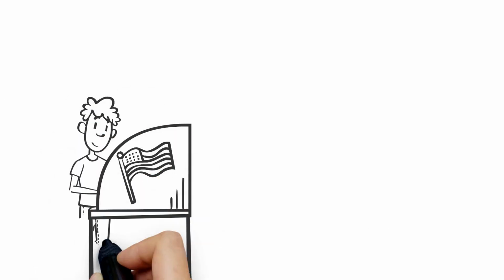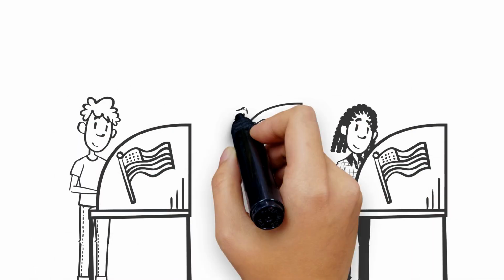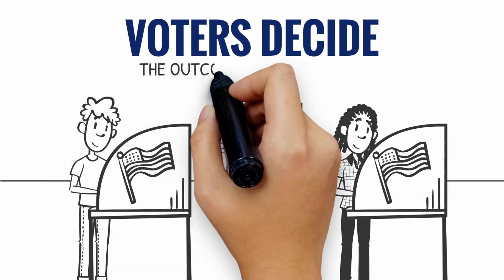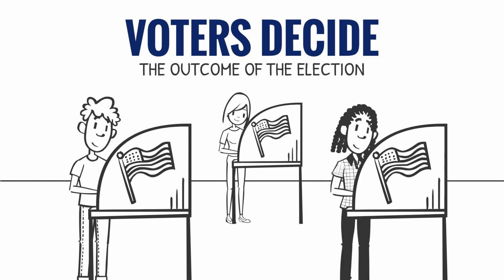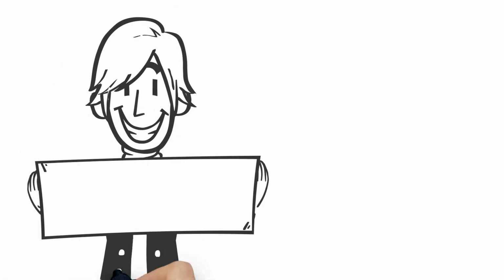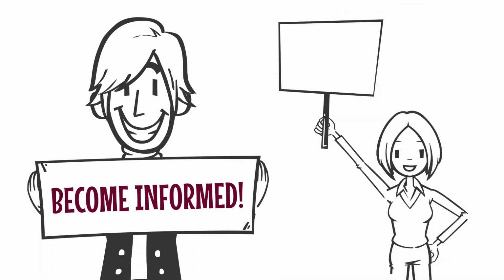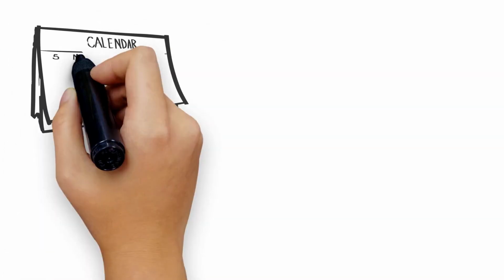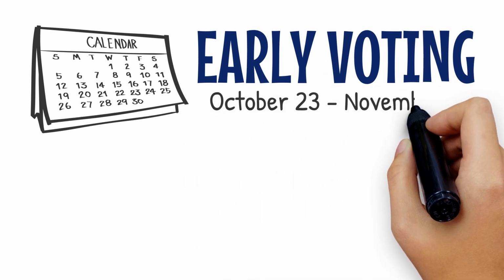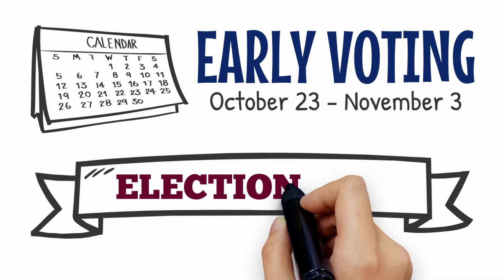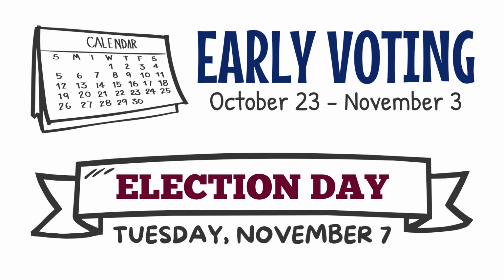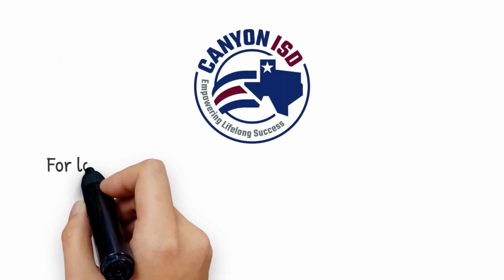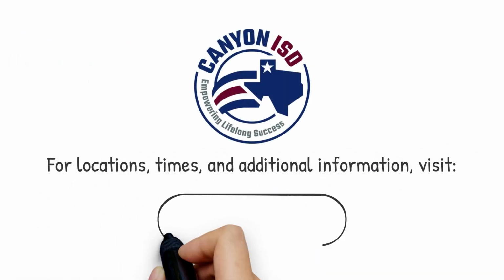Our Board of Trustees has called a tax rate election, but the voters are the ones who decide the outcome of the election. All eligible registered voters are encouraged to become informed and exercise your right to vote in the election. Early voting begins Monday, October 23rd and continues through Friday, November 3rd. Election Day is Tuesday, November 7th. Voting locations, times, and additional information can be found on our website.